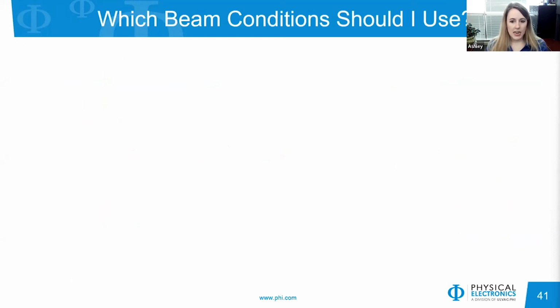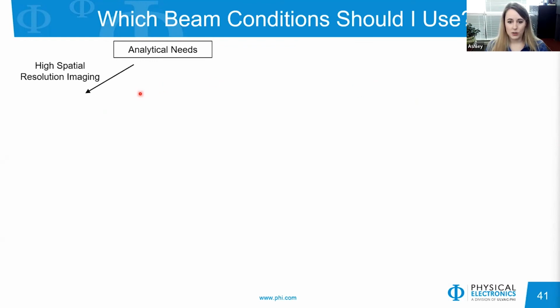I would like to conclude today's talk with a summary in the form of a flowchart. And the purpose of this flowchart is to answer the question, which beam condition should I use? Start by assessing your analytical needs. In the case of high spatial resolution elemental mapping, high energy and low current provides the smallest beam size and the best spatial resolution. This is pretty straightforward.